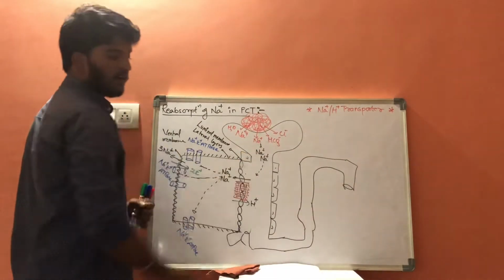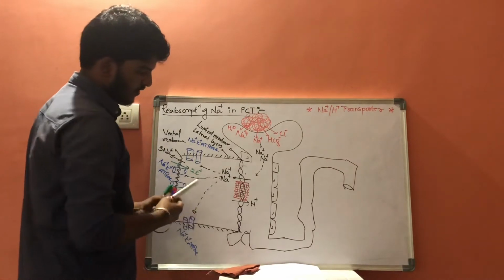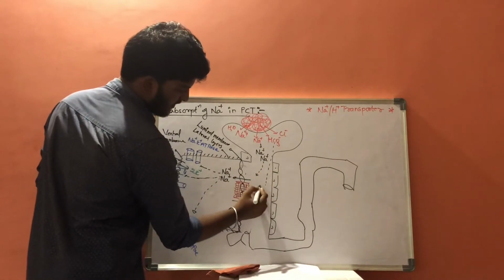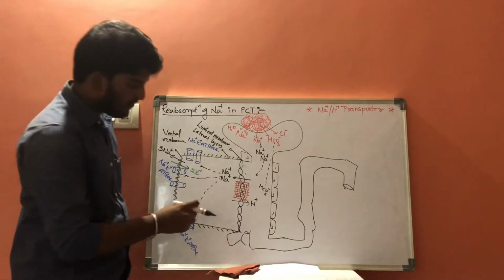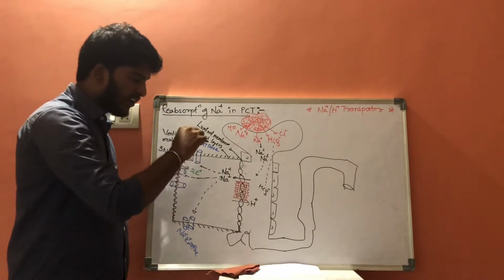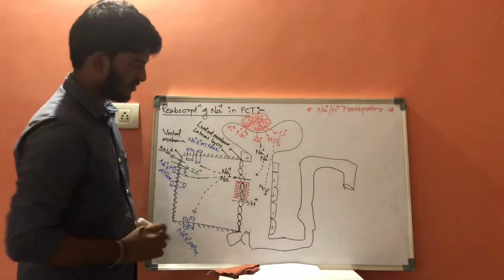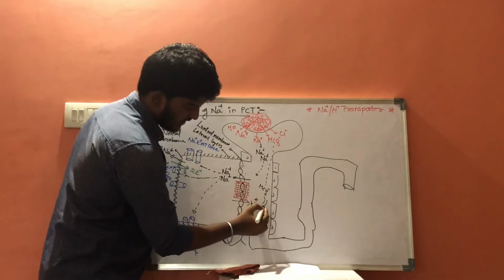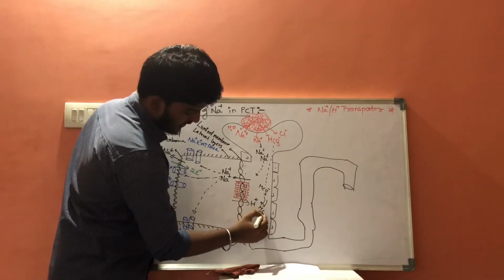Here these are the bicarbonates. These bicarbonates will be coming towards the downside, whereas HCO3 cannot move inside the cell easily. So these H plus and HCO3 will react together, resulting in the formation of H2CO3.